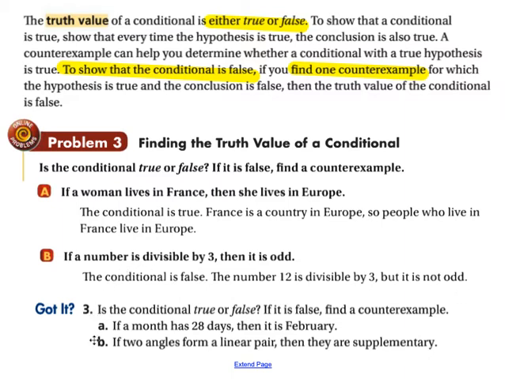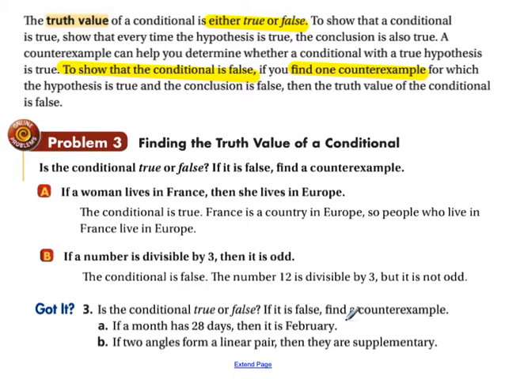Here are 2 for you to try. Go ahead and pause the video, and we'll see how you do. All right, I hope you had a chance to try those. Letter A says, if a month has 28 days, then it is February. Can you think of a counterexample, or is that always true?